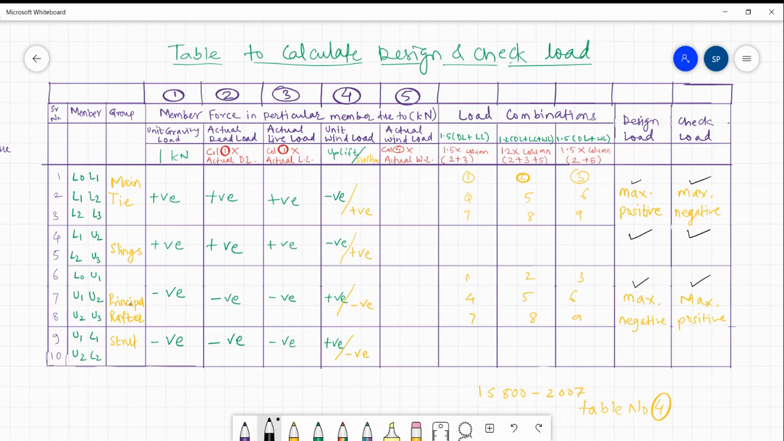So this is how you have to develop these design load values and check load values for the main tie, slings, principal rafter and strut. Once you are ready with these design load and check load values, then you can proceed with the design. The design will be usual; the only thing you have to take care of is that you have to satisfy the check load as well. That means for a tension member you have to check for compression, and for a compression member you have to check for tension.